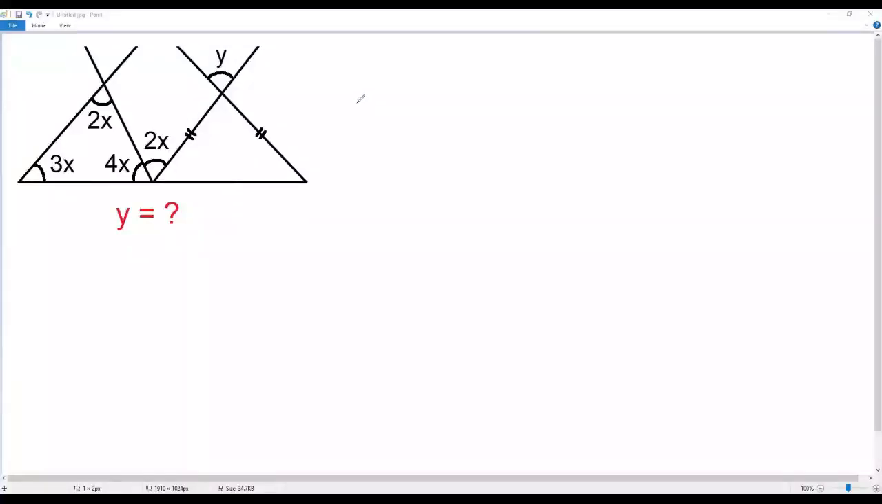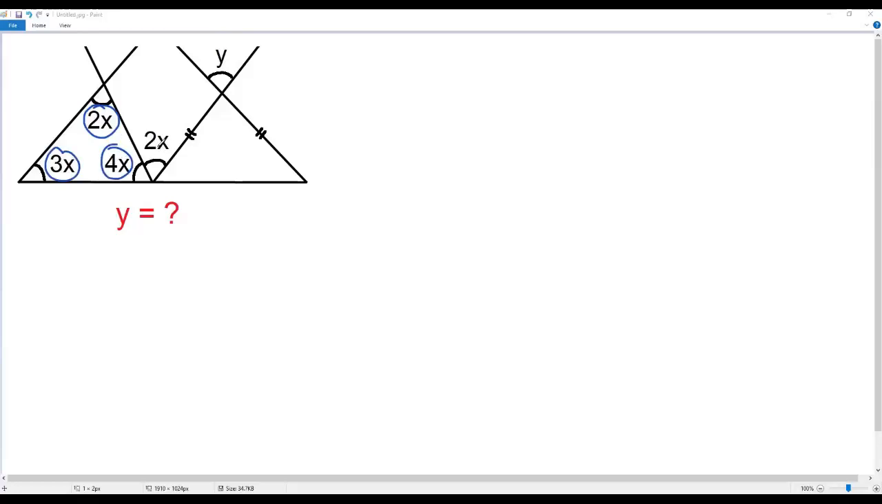Here we have a geometry problem on angle measures. There is a figure given here and we have to find the value of y. Okay, let's consider the triangle we have over here and the three quantities 2x, 3x and 4x. So these are the interior angle measures of this triangle.